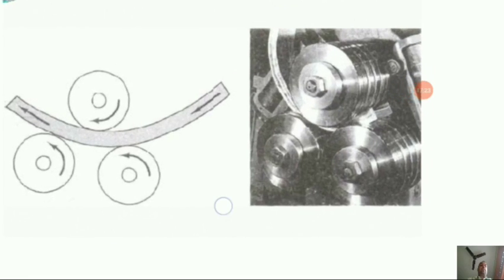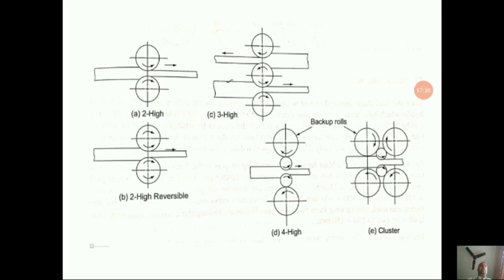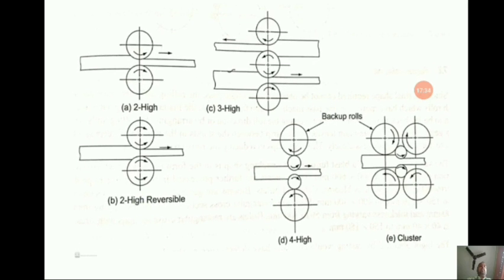So here you will find the pack rolling. This is the machine, and this is the strip, and these are the rollers you can see over here. Now this is the arrangement of rolls in a rolling mill, also known as the rolling stand, and it varies depending upon the application.